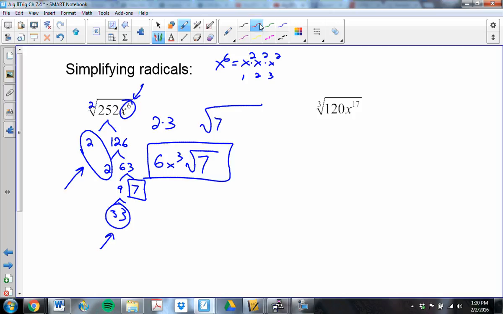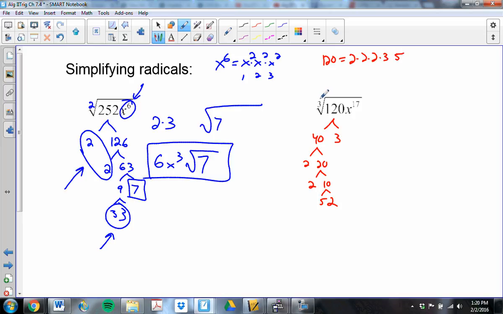What might be a little bit new for some of us is doing third roots. Well, 120 is 40 and 3, 40 is 2 and 20, 2 and 10, 5 and 2. You can break this down in any order you want. It doesn't matter. You'll always end up with 2, 2, 2, 3, 5. This really means that 120 equals 2 times 2 times 2 times 3 times 5.